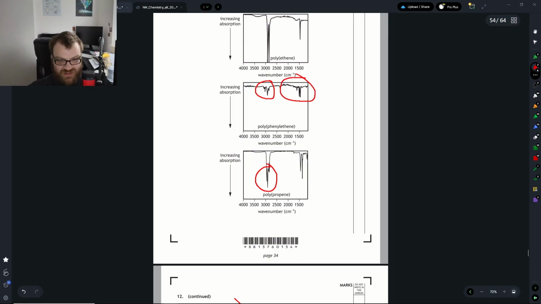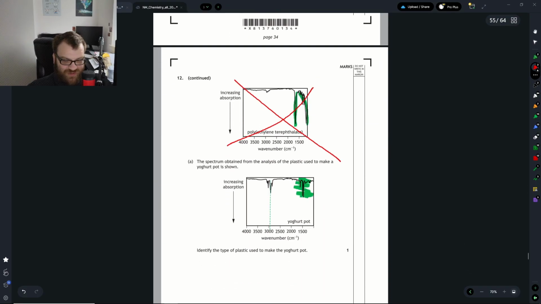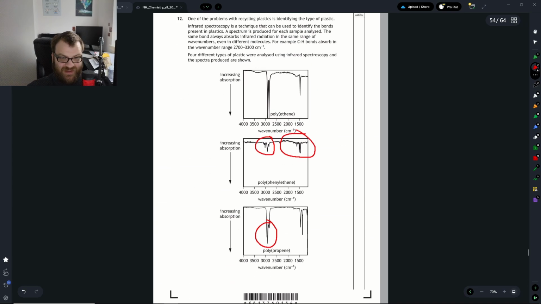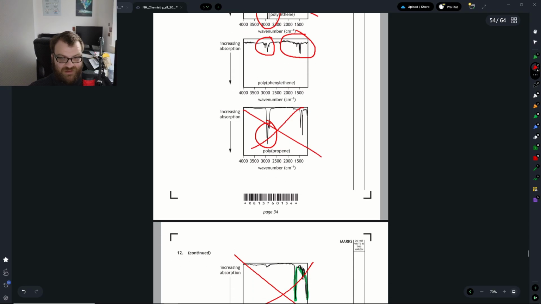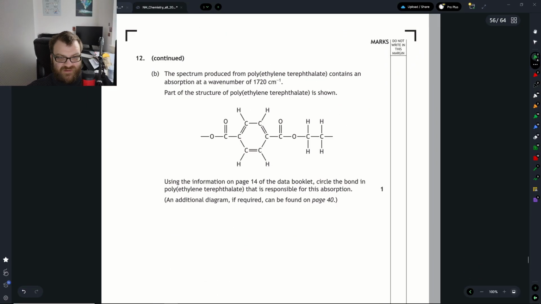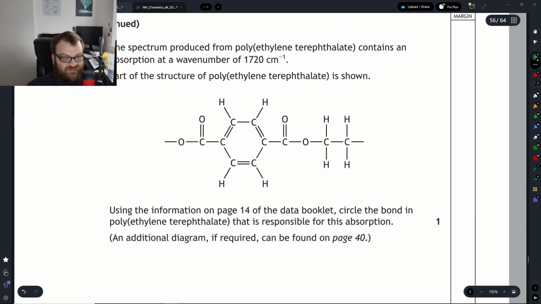Here, this one, quite positive. We've got our matching kind of triple or quadruple spike part here, and we've got our slightly longer sections further along around about 1500. So that's looking quite good. Whereas here you need a big long spike just below, I should say, 3000, which is not going to be correct. Our answer would be polyethene.